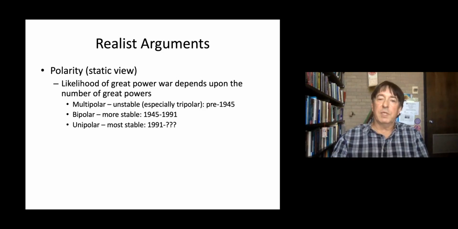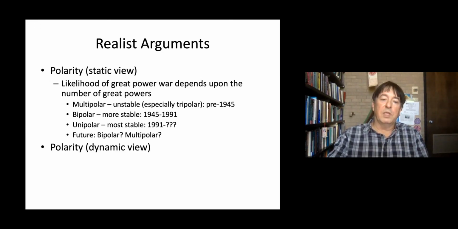So here's one hypothesis: that the number of great powers affects the likelihood of war. The more great powers, the more likely war. The fewer great powers, the less likely war. Now, there's another way of looking at the distribution of power, and that's to take a dynamic view. Polarity just looks at, let's take a snapshot at a point in time and see how the distribution of power affects the likelihood of war.